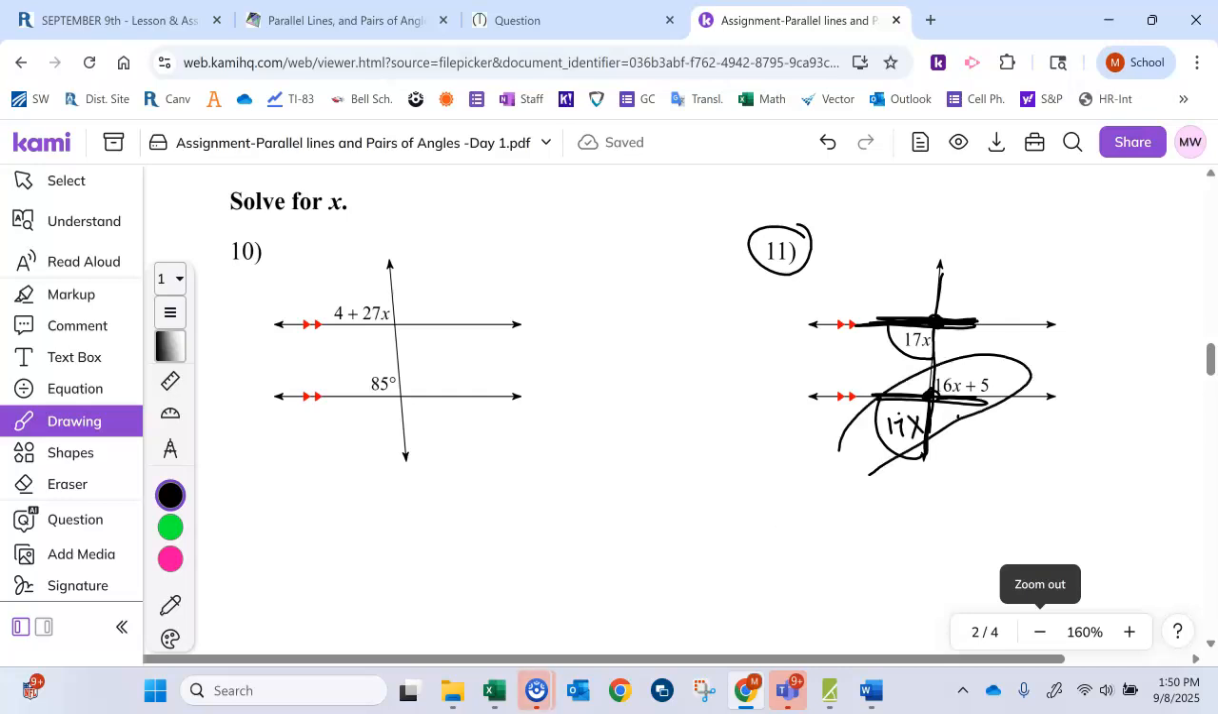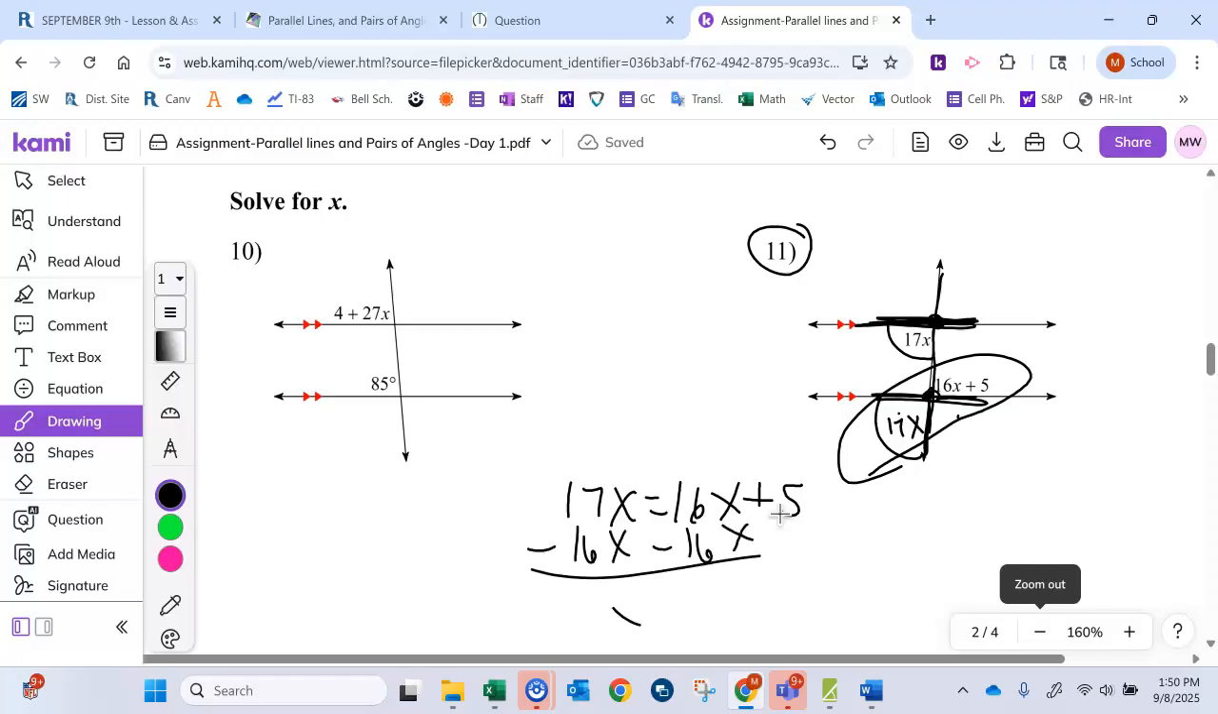And then what do we have? Another pair of vertical angles. 17x equals 16x plus 5. Okay? Minus 16x, minus 16x, x equals 5. So here it's not multiple choice. The answer would be x is equal to 5. So that's how you do this assignment here.